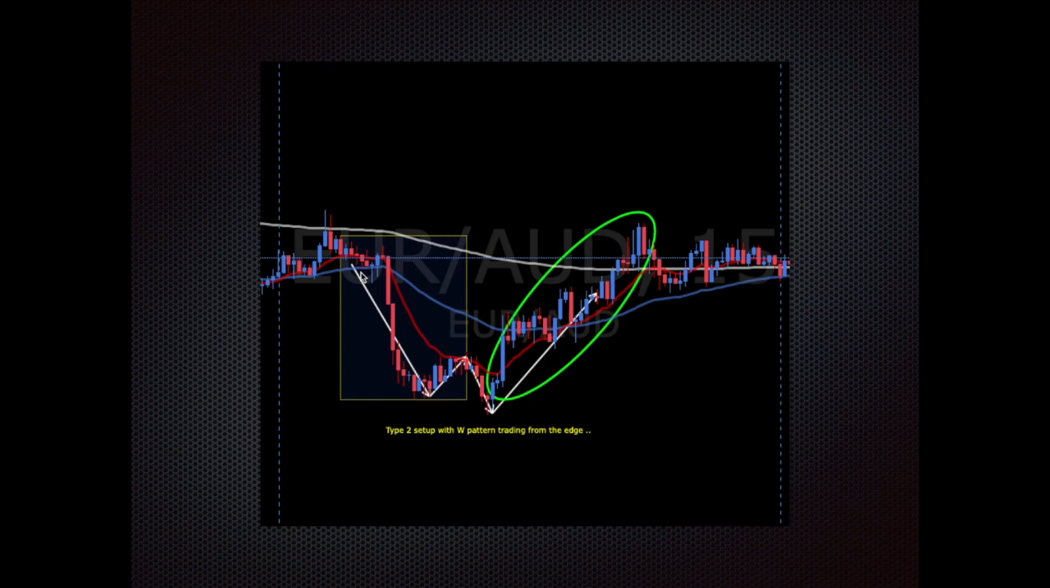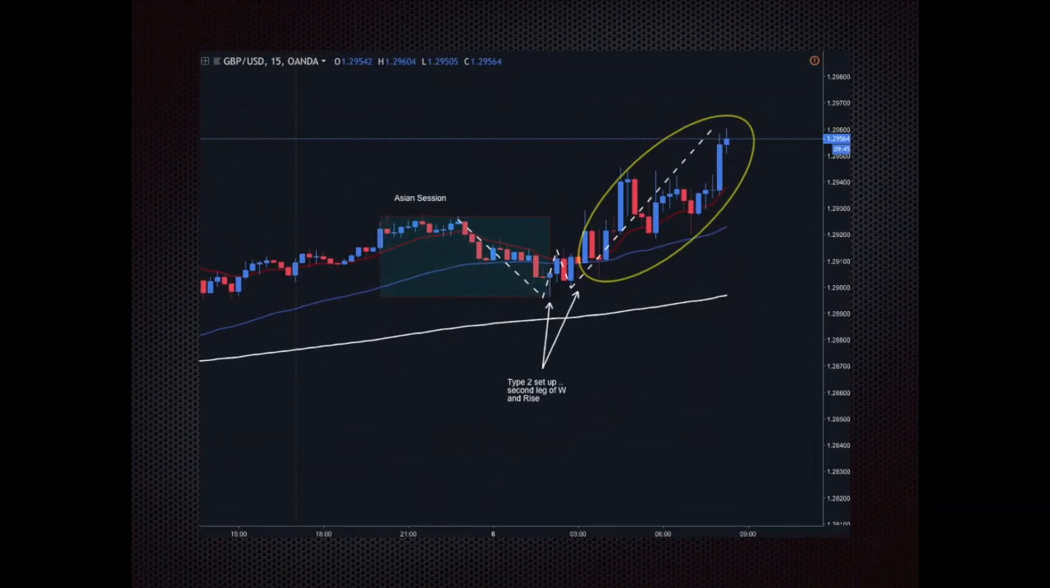Here we have a type 2 setup with a nice W formation right out of the box, right? So 2:15, 2:30, 2:45, 3, boom. And we get a nice star formation as well, second leg, boom. Here we get another W where this actually has a pin bar that goes all the way down to create the low, comes back up, consolidates for 2 candles, railroad tracks, boom, we take off.